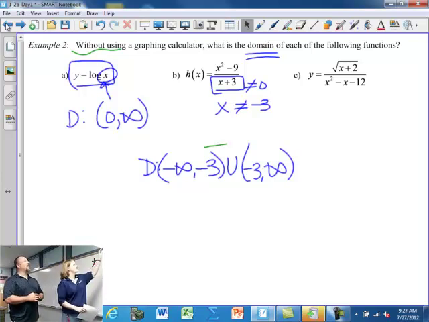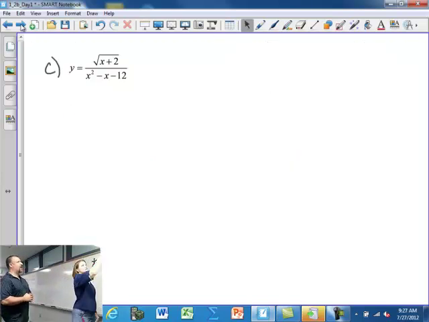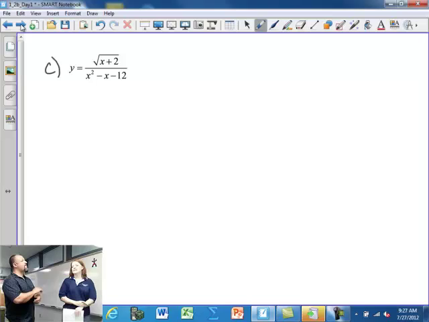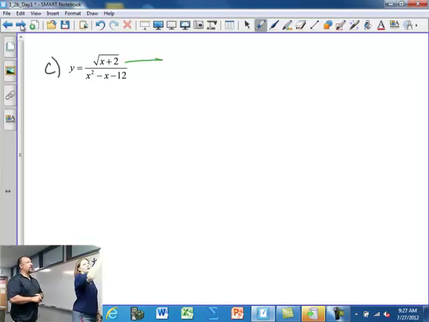Okay, letter C. So letter C's got a couple of things going on here. It's got a square root and it's got a fraction. So I'm going to go ahead and move that over so I can have a little more room here. So this time we have a fraction, but we're going to have to deal with the numerator this time.